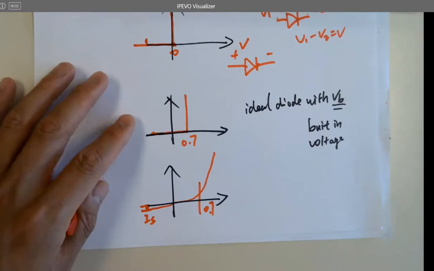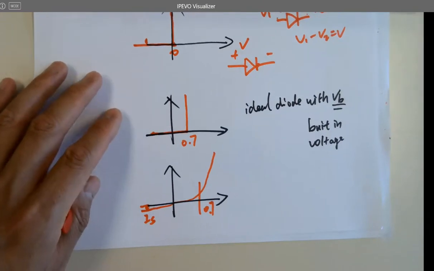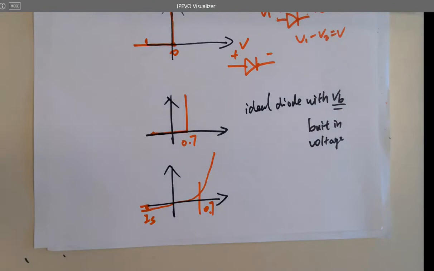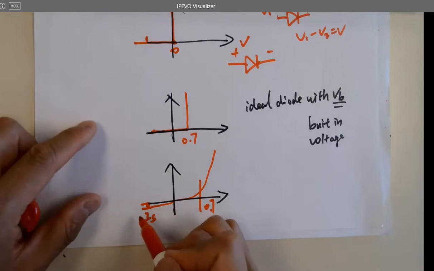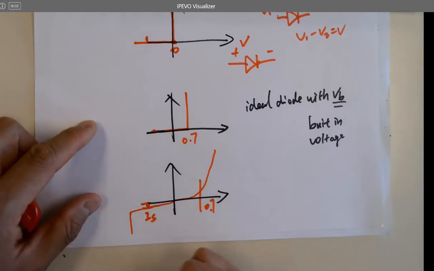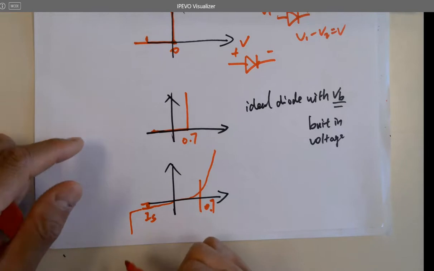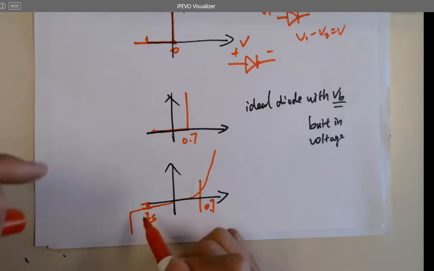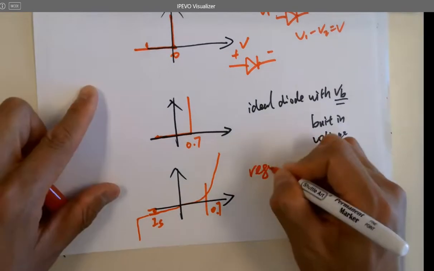Where do they measure IS on the data sheet? Because wouldn't it technically go to infinity as voltage goes to infinity? It's going to break down afterwards, and it's not reversible. It's damaged. It's just a regular diode, right?